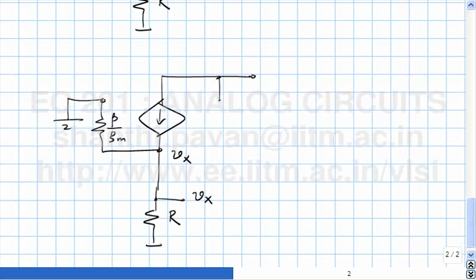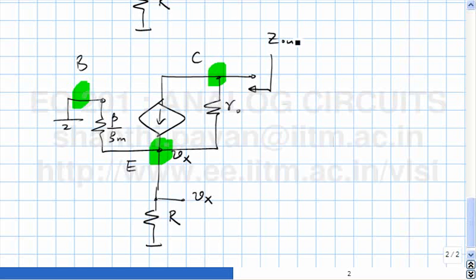Which is the base, which is the emitter, which is the collector? What is this? The base, okay. What about this guy? Emitter, okay. What is this? The collector. So the RO is between collector and the emitter. So we need to find Z out.